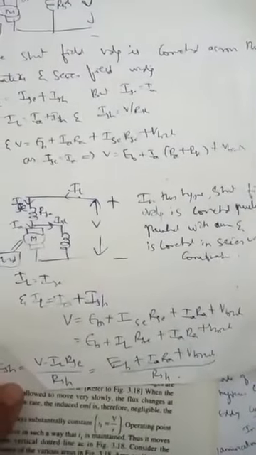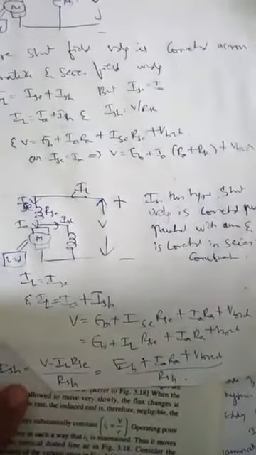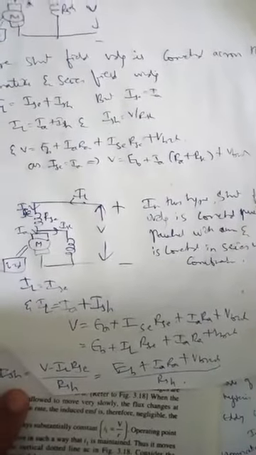And IL is equal to IA plus ISH, and V is equal to EV plus ISC RSC plus IARA plus V brush. Also I can write here ISH is V minus IL RSC by RSH, and that is equal to EV plus IARA plus V brush by RSH.